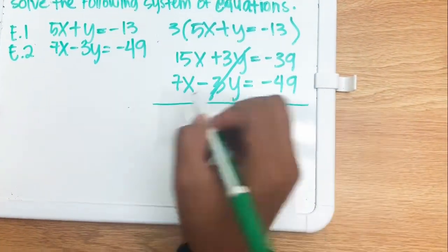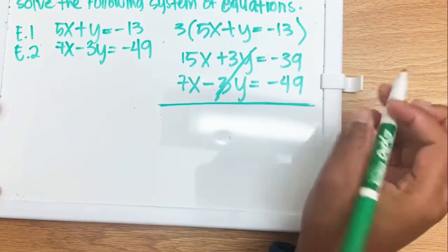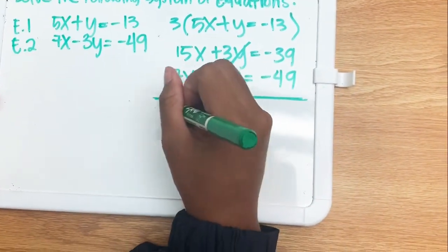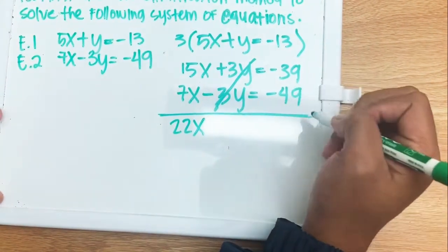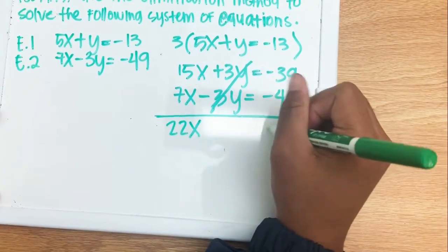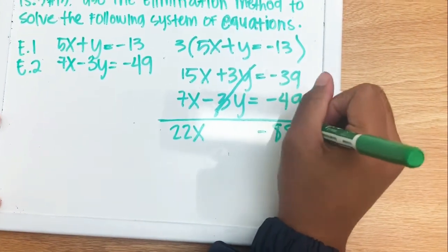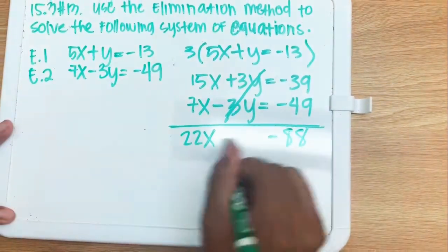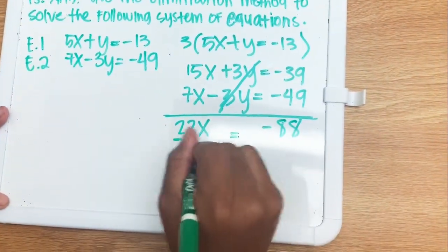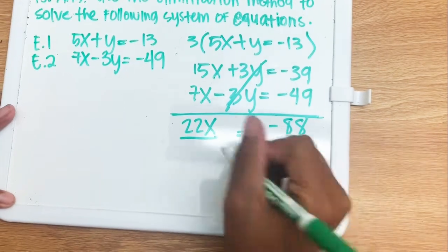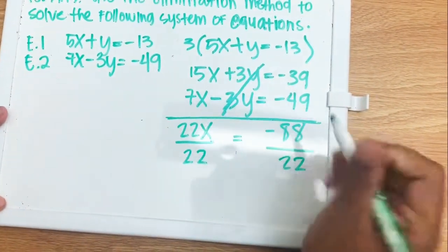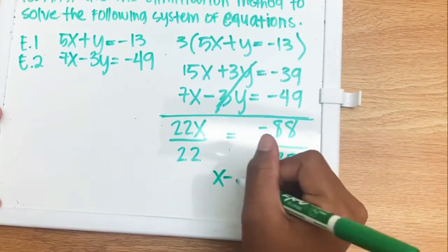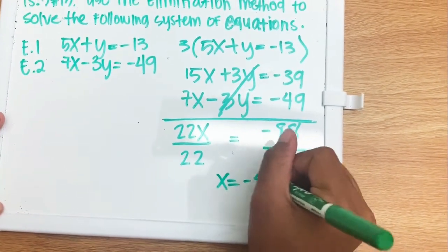Now you can combine like terms, which is 15 plus 7 gives you 22x, and negative 39 minus 49 gives you negative 88. Now you have to find x, and in order to find x, you divide by 22 on both sides, and it'll give you x equals negative 4.